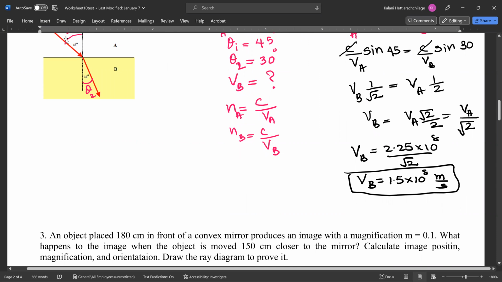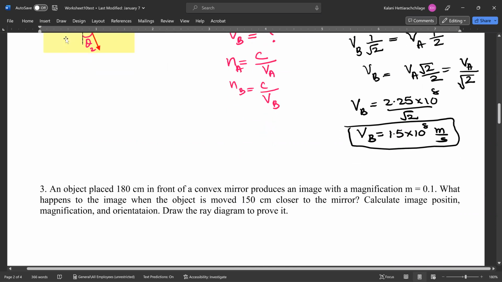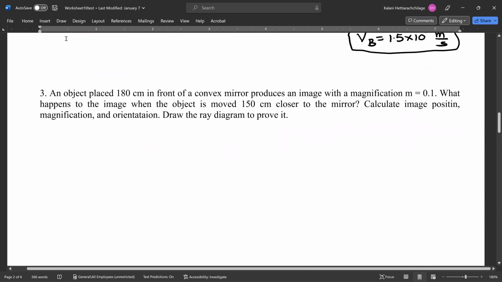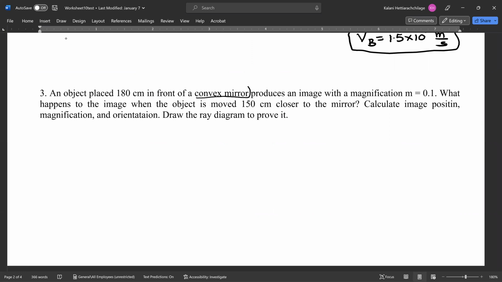And now let's move on to question number 3. In question number 3, an object is placed 180 in front of the convex mirror. So that information is important for the question. The convex mirror forms an image with magnification M. What happens to the image when the object moves 150 closer to the mirror? Calculate the image position, magnification, orientation, and draw the diagram.